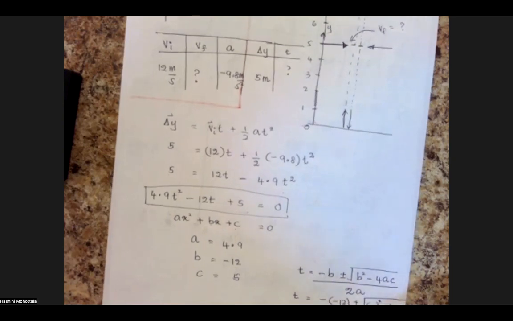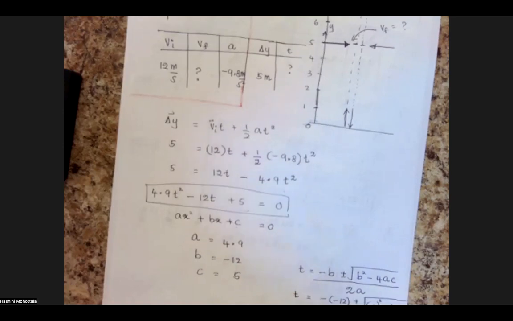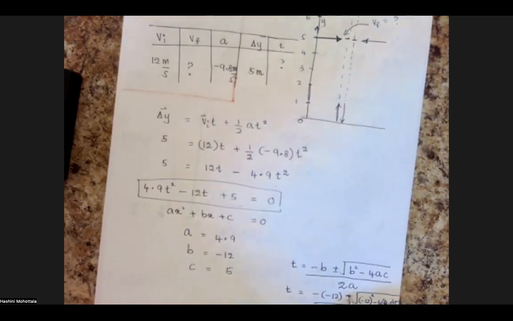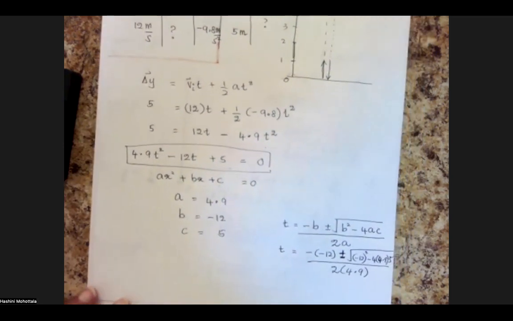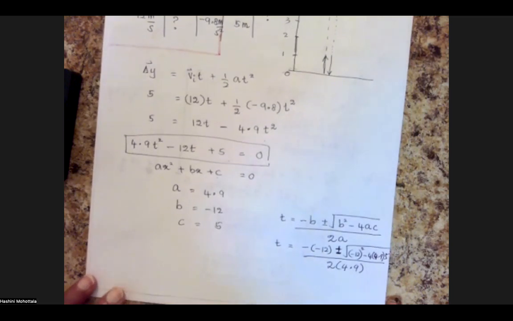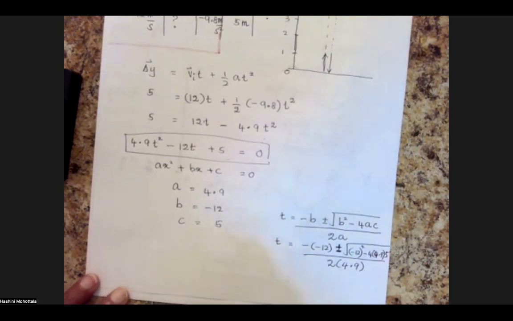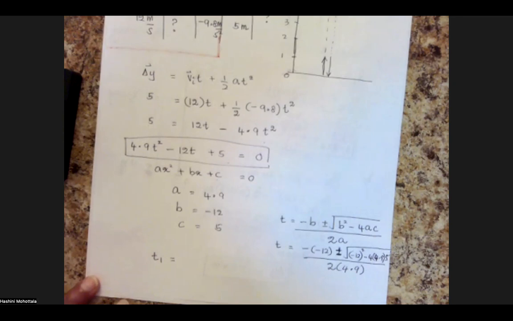a, which is 4.9, and there you have 5, and then divide it by 2 times a, where a is 4.9. So clearly, when you look at the plus sign separately, you get one solution, and the minus sign separately gives you the second solution. What I am going to do is take the plus sign first and write this equation. I call the solution t1.